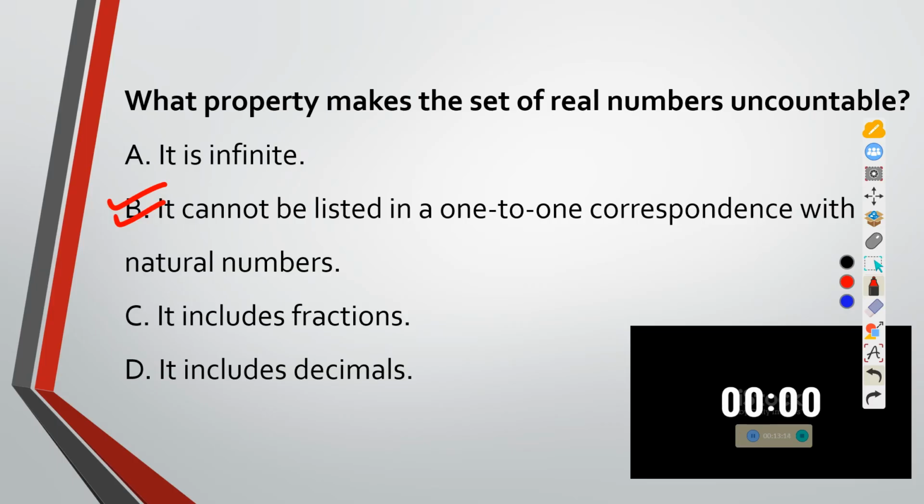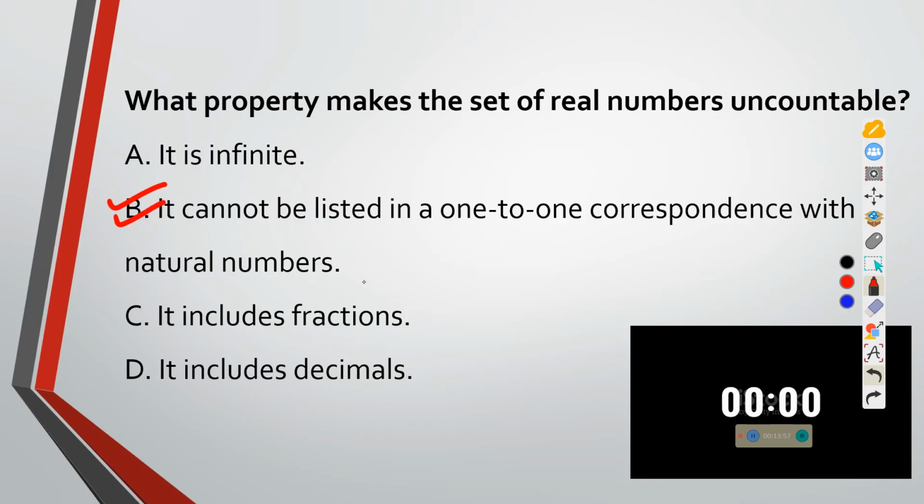So when they simply say it is infinite, this is incorrect because infinity alone does not imply uncountability. Infinity alone does not imply uncountability. Because we know that the set of natural numbers itself is actually infinite, but it is countable. So when it is simply infinite, it does not mean it is not countable. Then, it cannot be listed as a one-to-one correspondence. We have seen that this one applies because the set of real numbers, you cannot list it as a one-to-one correspondence with the set of natural numbers.